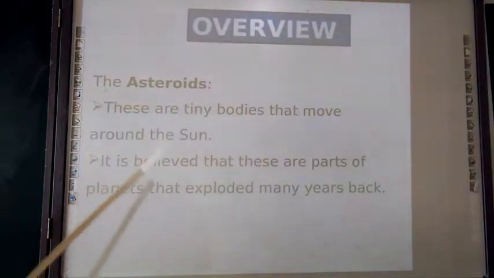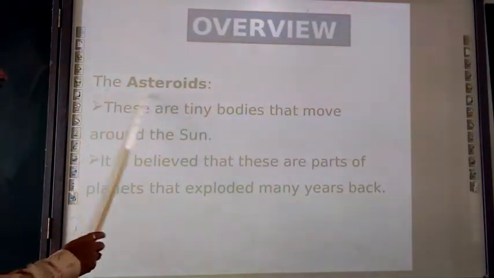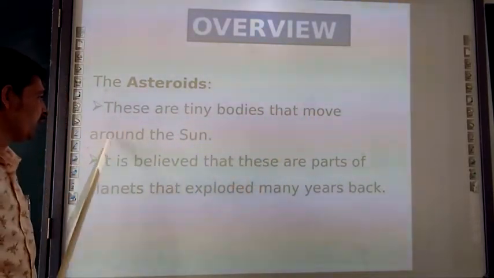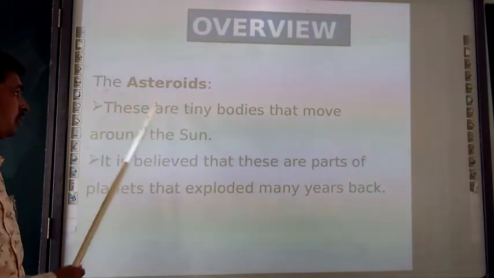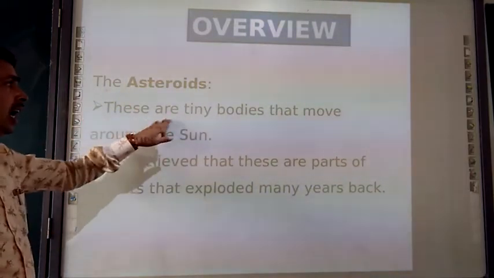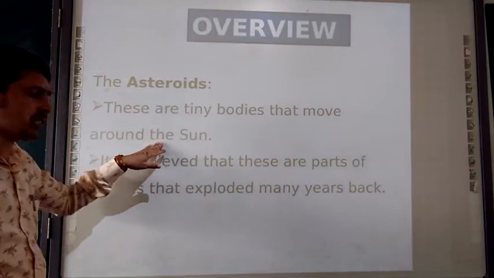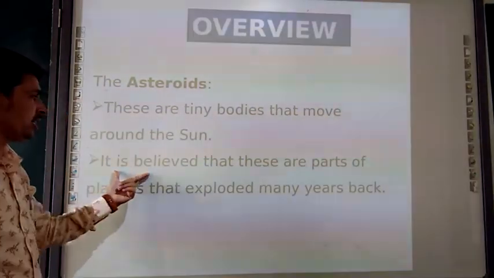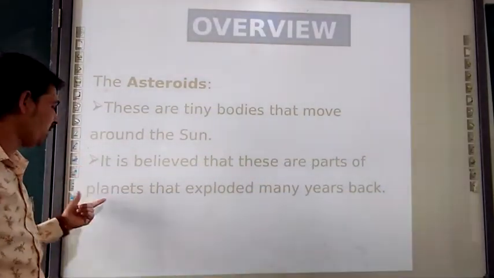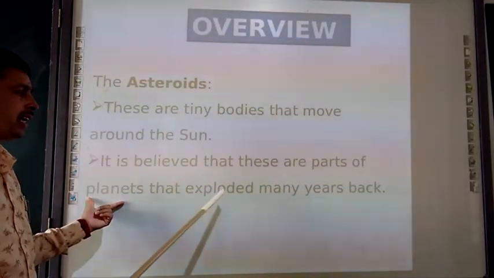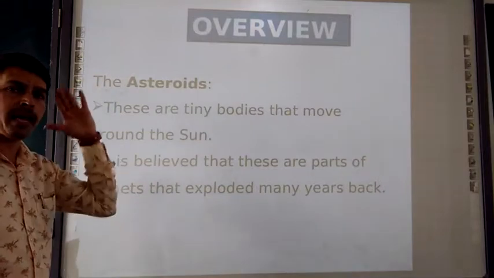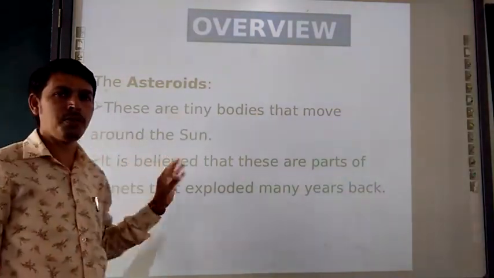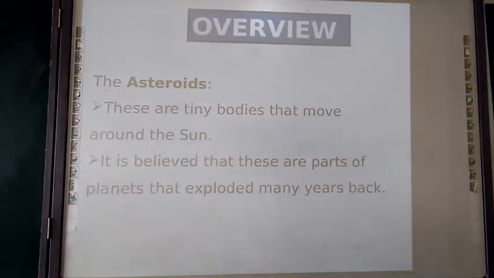Overview. Please copy down the overview. The asteroids. First point, these are tiny bodies that move around the sun. Already we have seen this point. Second point, it is believed that these are the parts of the planets that exploded many years back. Then, after these two points, please copy down these two points in your notebook.